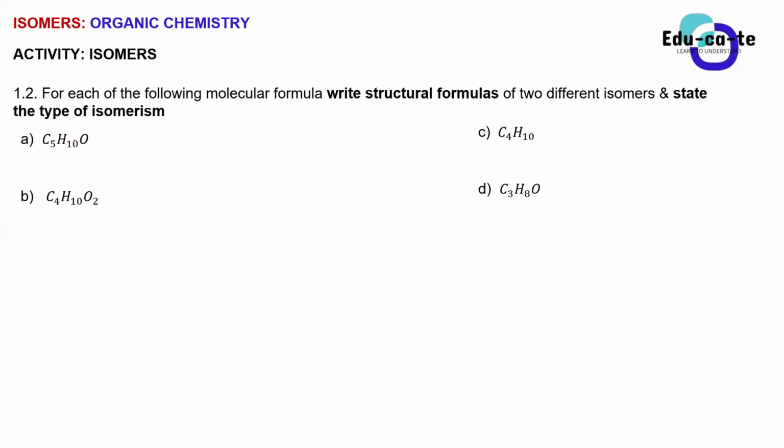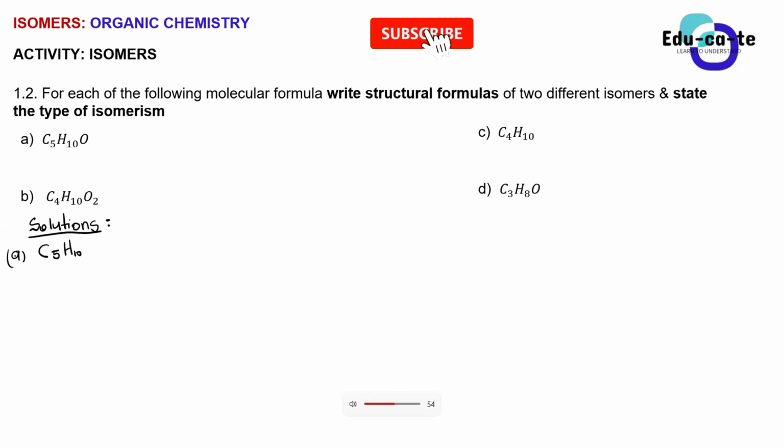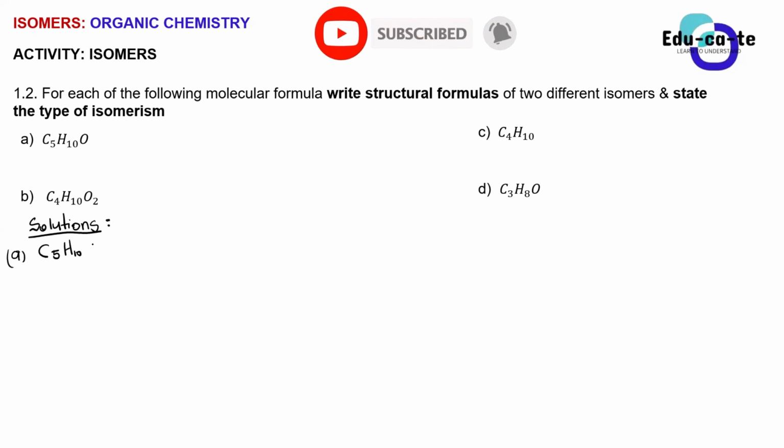Okay, let's start with C5H10O. Let's do the solution. C5H10O. Which 2 compounds can you try to write down their structural formula using this molecular formula, C5H10O? Which ones did you guys find? Yes, Sam? Alcohol, sir. Okay, can this be an alcohol, guys? Really?